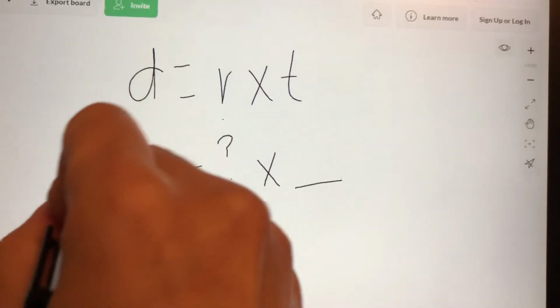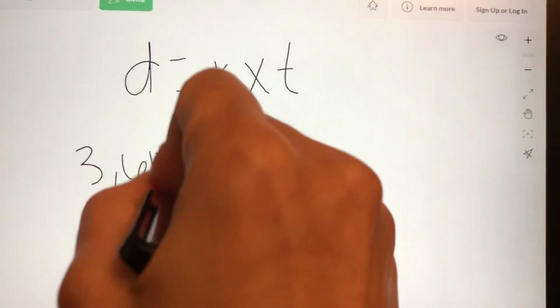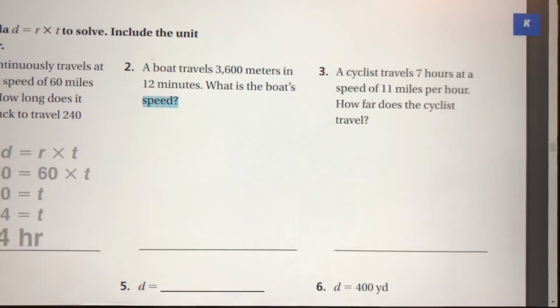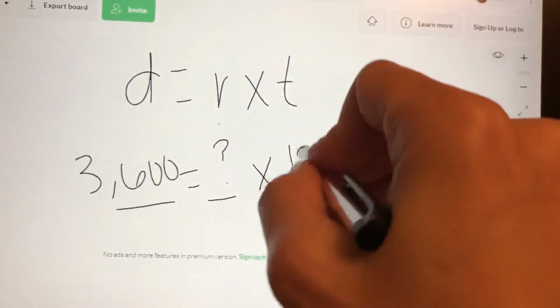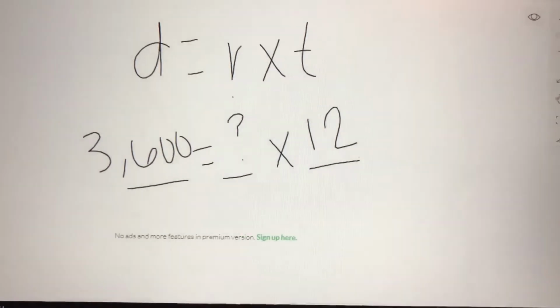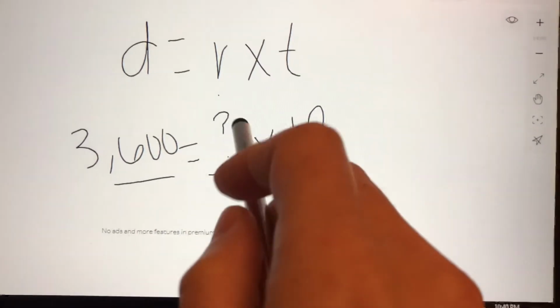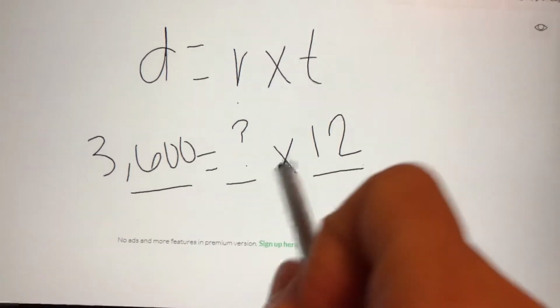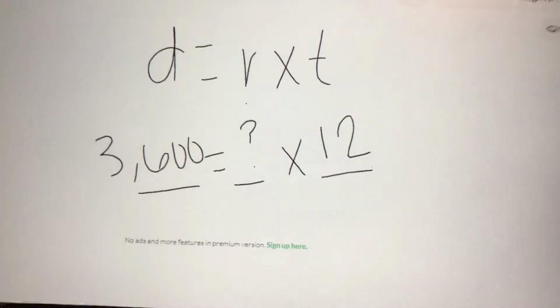They traveled 3,600 meters and they did it in 12 minutes. So we're going to put 12. Okay, same thing as the first example. What number has to be in this blank so that when we multiply these two together, you have 3,600?